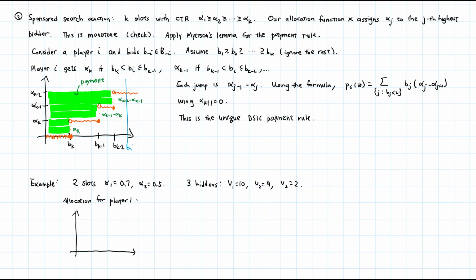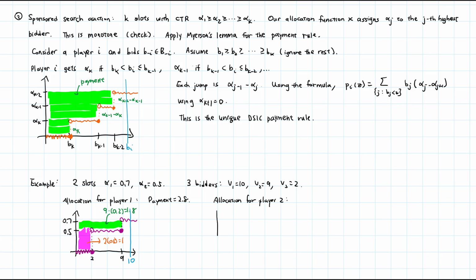For player 1, there are 2 jumps at 2 and 9. If they bid less than 2, they get 0. If they bid between 2 and 9, they will get 0.5. And if they bid more than 9, they will get 0.7. If player 1 also bids truthfully at 10, then their payment here is 2 times 0.5, this is before the first jump, plus 9 times 0.2, that is before the second jump. So the total payment is 2.8.